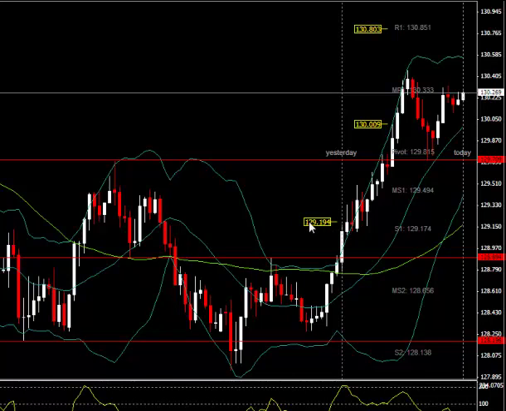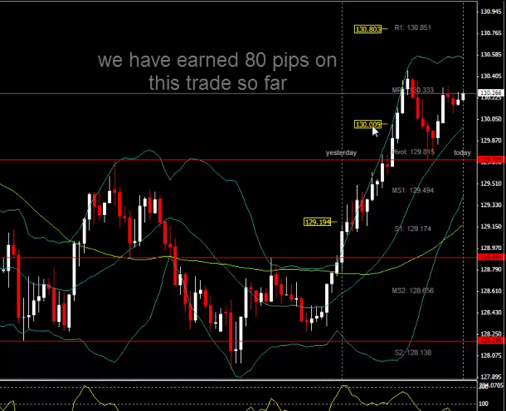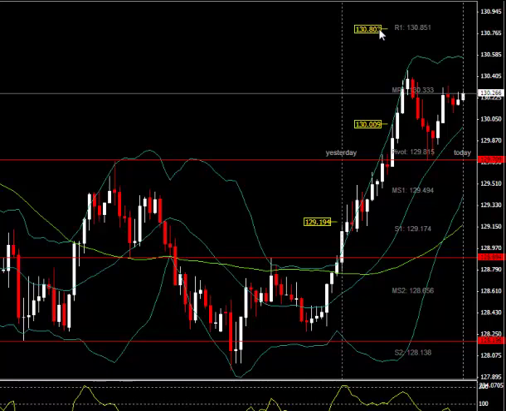So from the entry of 129.19, we took our first profits here at 130.00. Here we locked in 80 pips. So we're already up 80 pips on this trade, and we do expect price will reach the 130.80, earning us a total of 150 pips from the entry to the final target. We've already locked in 80 pips so far.